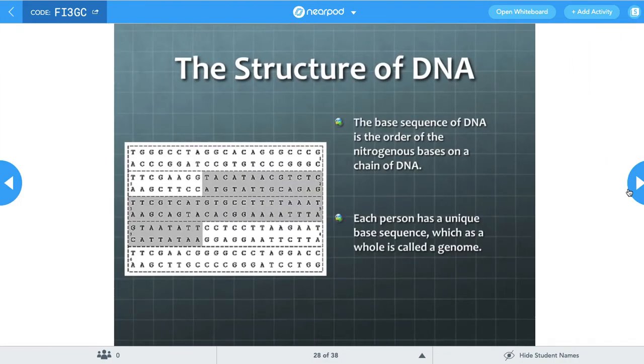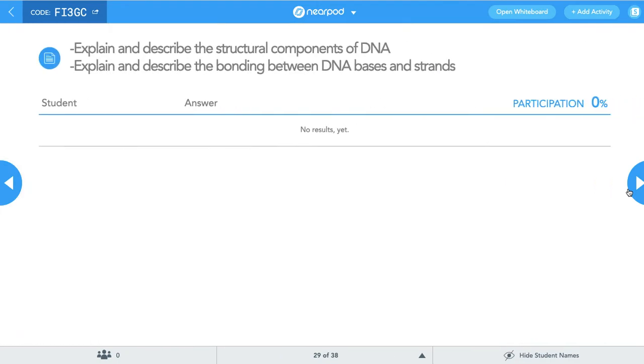In the picture to the left here, we have a printout of the Human Genome Project, which is a base sequence of DNA, the order of nitrogen bases on a chain of DNA. Each person has a unique base sequence, which as a whole is called a genome. Basically, you should be able to explain and describe the structural components of DNA, and the bonding between DNA strands.